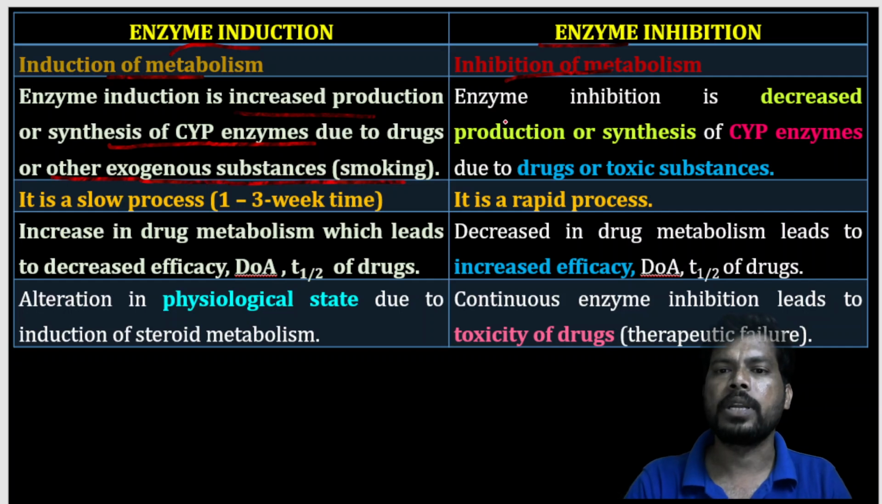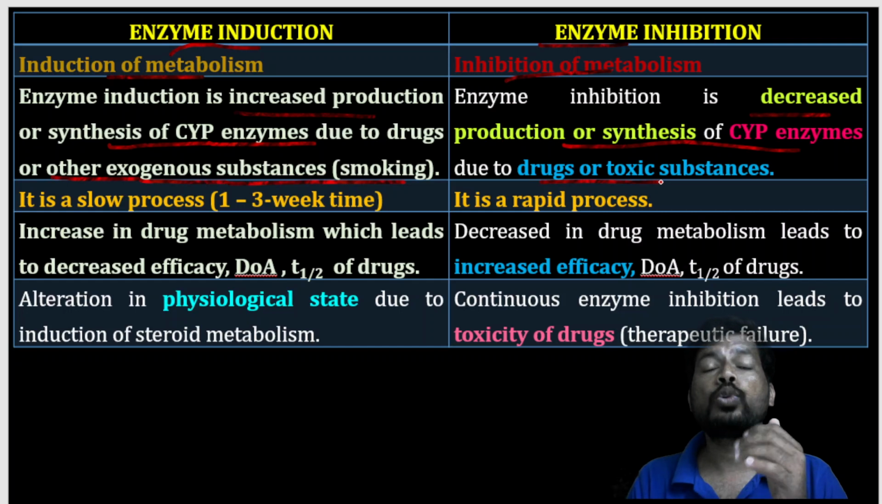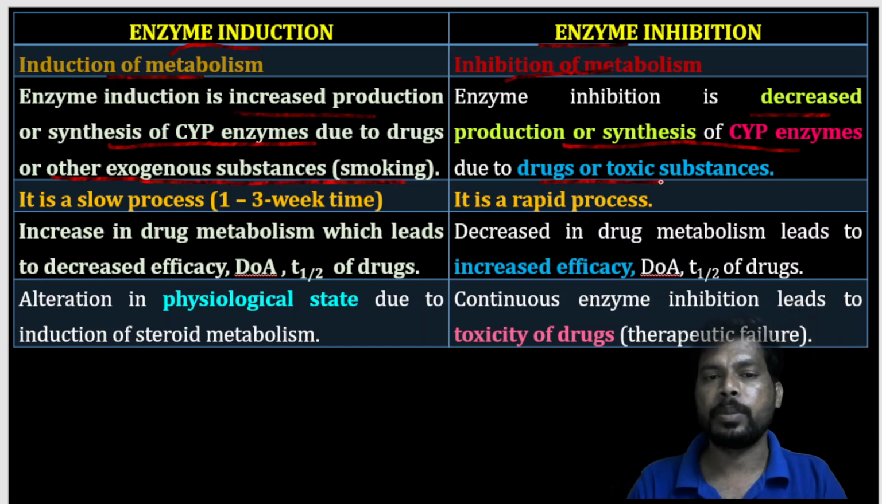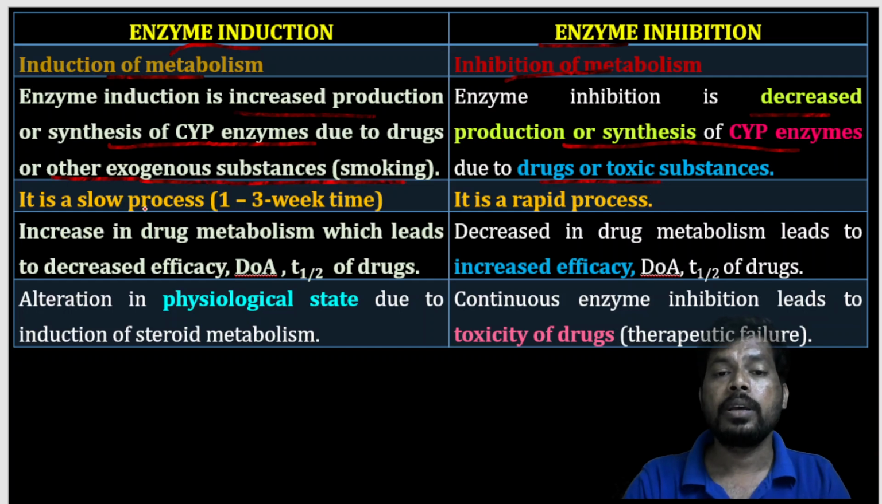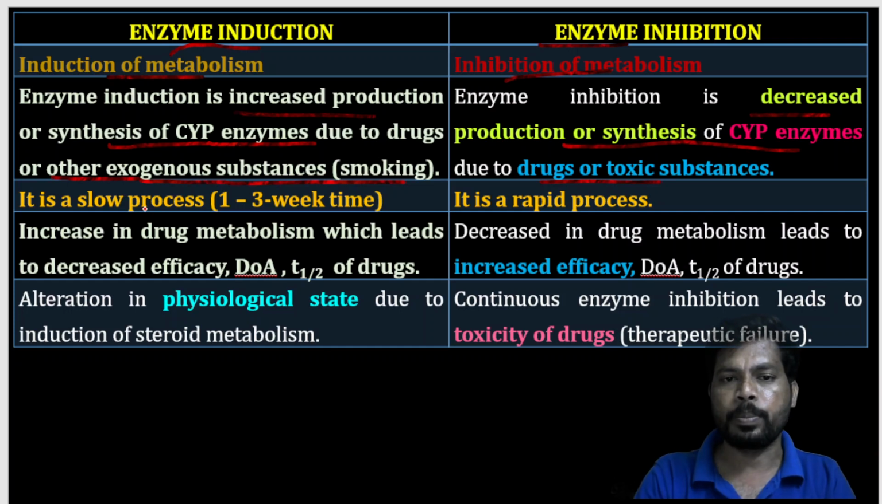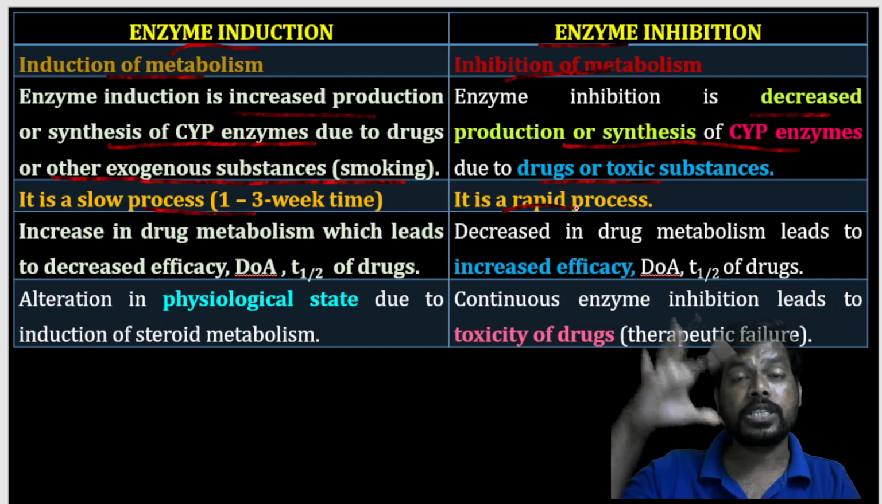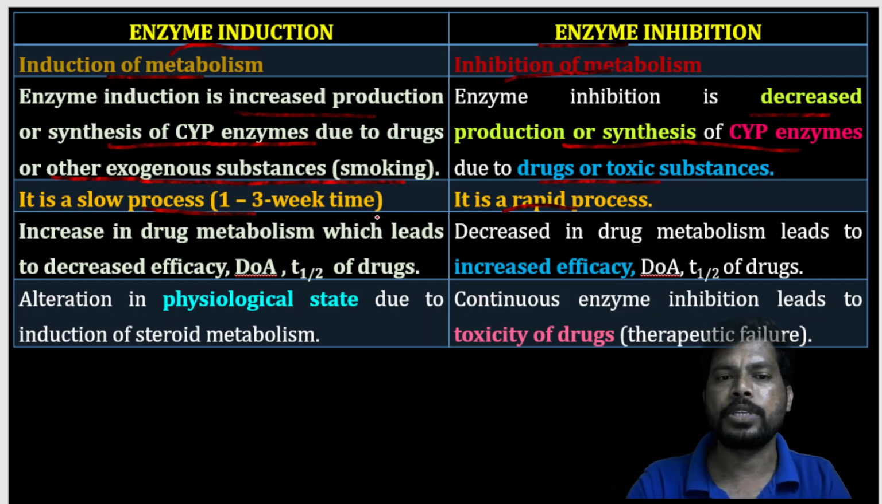Next, enzyme inhibition. Enzyme inhibition is decreased production or synthesis of CYP enzymes due to drugs or toxic substances. Here, some drugs decrease the synthesis of or inhibit the liver enzymes. Enzyme induction is nothing but inducing the enzymes responsible for metabolism. Enzyme induction is a slow process, taking 1 to 3 weeks, but enzyme inhibition is a rapid process. Construction takes time, but destruction is rapid, like enzyme inhibition.